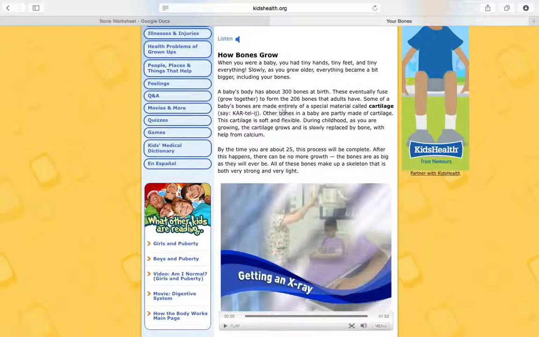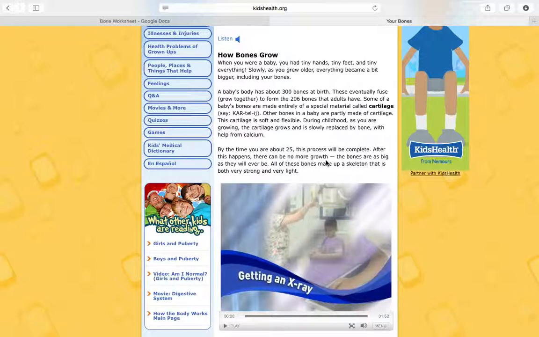Some of a baby's bones are made entirely of a special material called cartilage. Other bones in a baby are partly made of cartilage. This cartilage is soft and flexible. During childhood, as you are growing, the cartilage grows and is slowly replaced by bone with help from calcium. By the time you are about 25, there's my answer, this process will be complete.